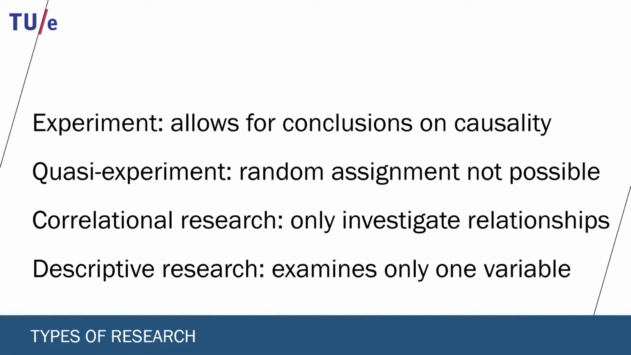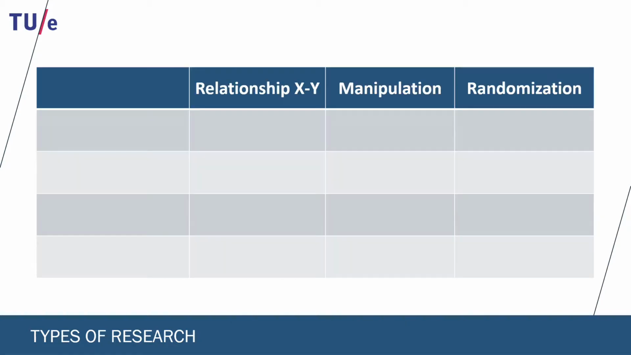These different types of research all focus on meeting different criteria. Let me put these criteria in a table. In one column, we see the criterion of having a relationship between two different variables. Another criterion is whether or not we make use of a manipulation. And the last criterion is whether or not we make use of a random assignment of participants. As we have seen, in an experiment, we make use of all of this. We do test a relationship between variables, we do manipulate our independent variable, and we do make use of randomization.